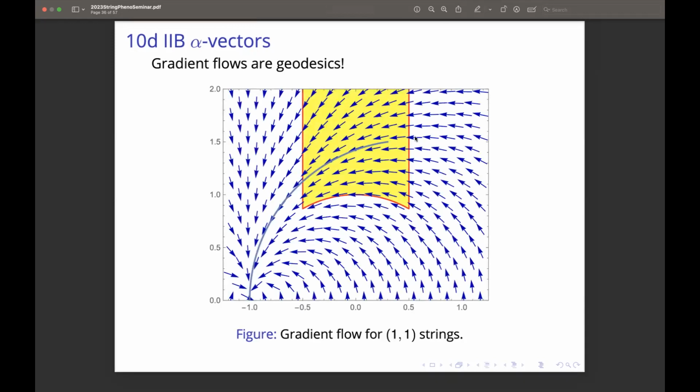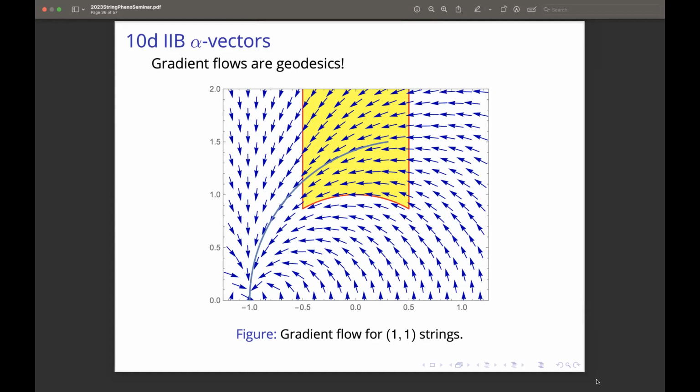In fact, the gradient flows of these scalar charge-to-mass ratio vectors themselves, in this case, are geodesics. So if I take the gradient flow for a PQ string oscillator, it will take me to the point minus P over Q on the x-axis. And since I can vary P and Q, I can get every rational point on the x-axis as the location where a gradient flow goes for a PQ string oscillator. So in fact, the tower alignment conjecture is satisfied in this case.